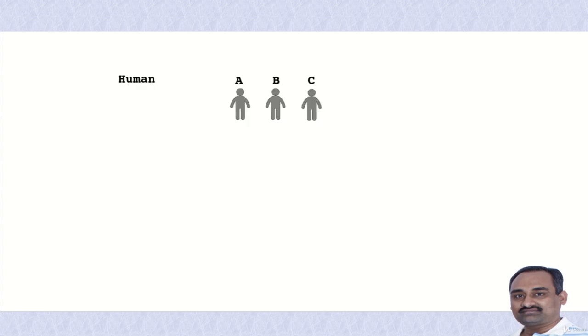One more example. Let's say A, B, C are humans. Then here, human is a class, and A, B, C are instances, also called objects, of type human. I think by now you can identify the difference between a class and an object. Let's understand this with an example.